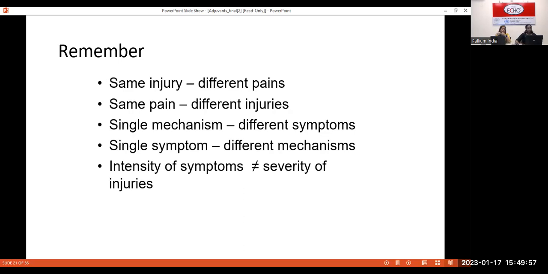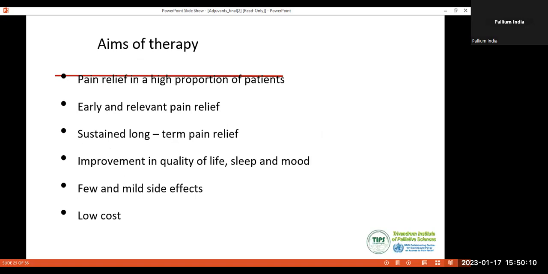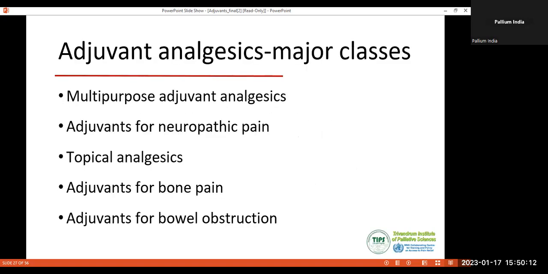That's what we learned in the first session of pain, that pain is very subjective. My pain is different, your pain is different. So we have to believe the patient when they say pain. So we'll go to the adjuvant analgesics, the major classification.